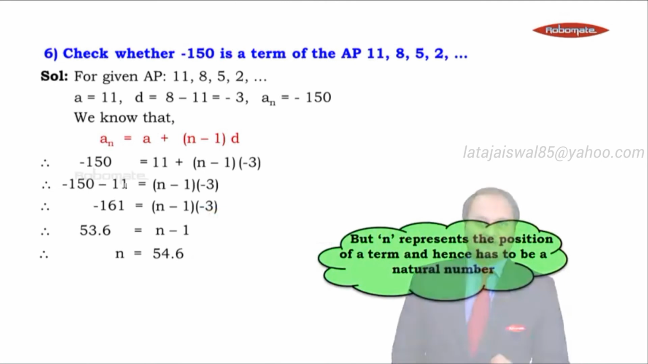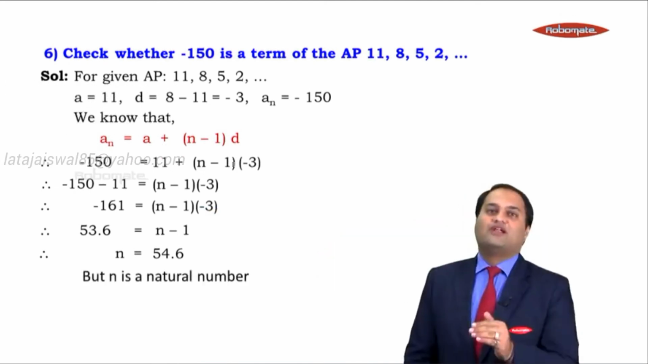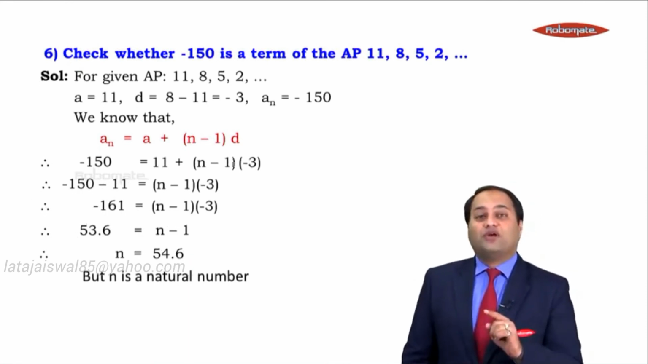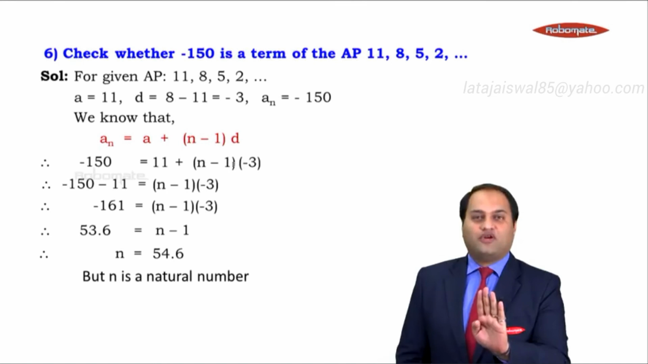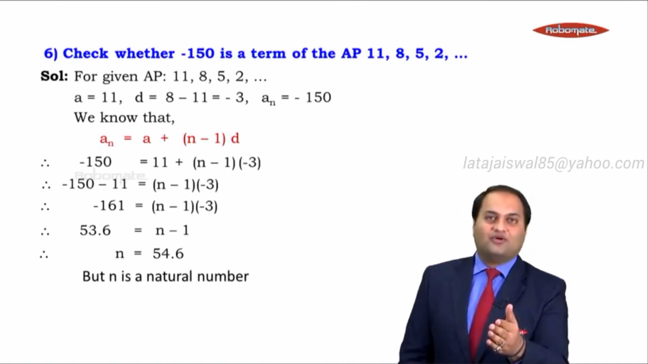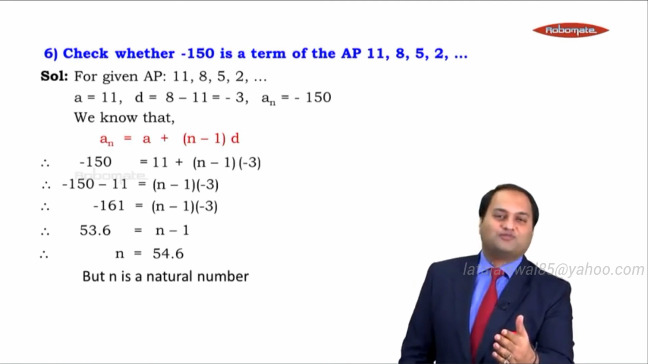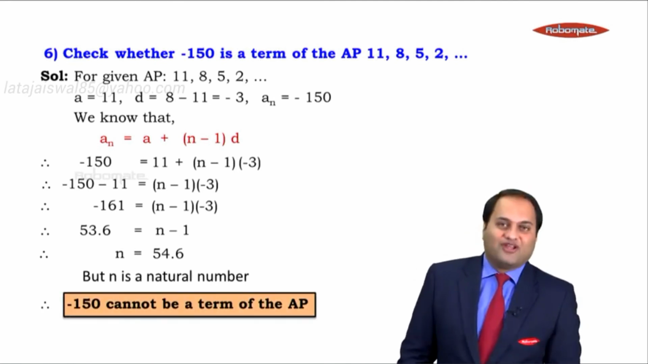In other words, what we are trying to say is, n represents the position of a term and hence it has to be a natural number, right? But here n is definitely not a natural number, and because n is not a natural number, minus 150 cannot belong to this particular AP. Hence minus 150 cannot be a term of this AP.